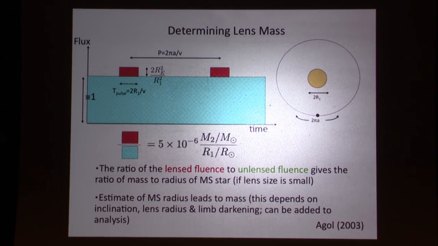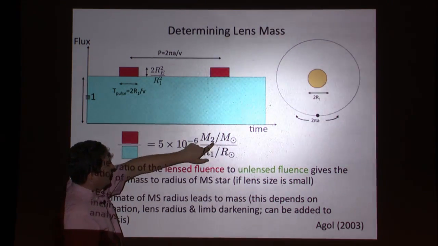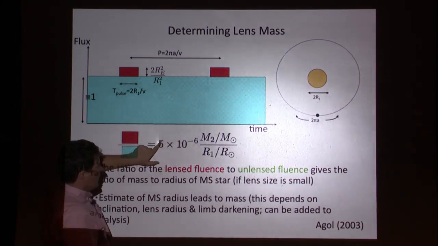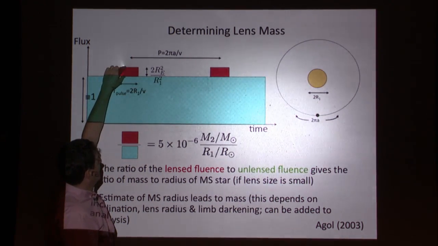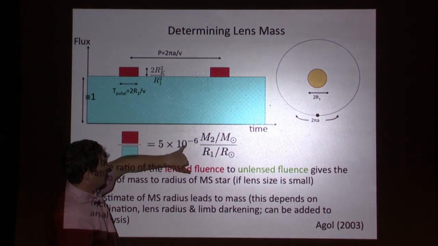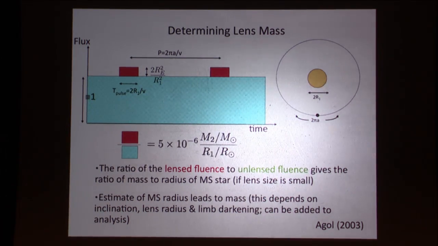So I can just plug this in. The main star turned out to be a G star, so it's roughly a solar mass. The signal was a bit smaller than this, about 3 times 10 to the minus 6 is the ratio of the fluence in the red to the green. And so the mass of the white dwarf is about 0.6 solar masses, like many white dwarfs.